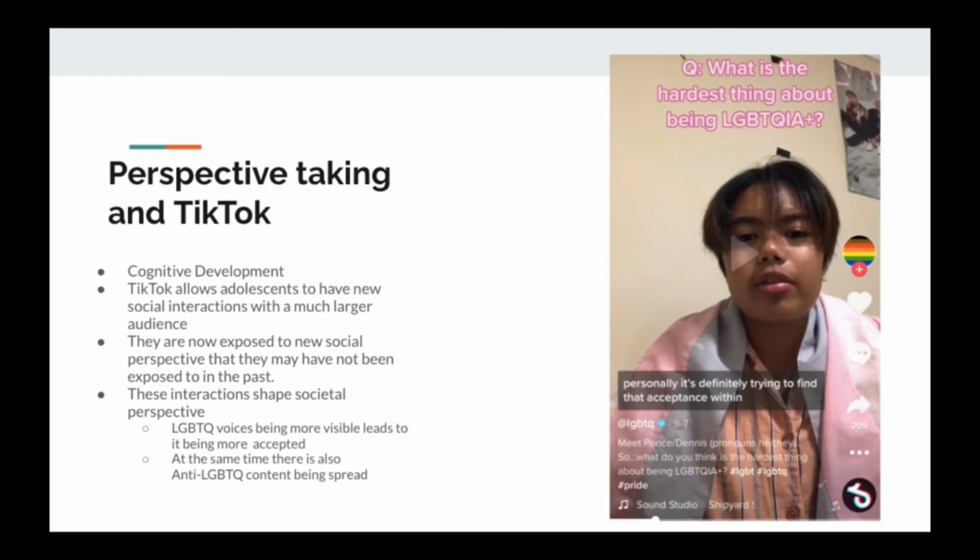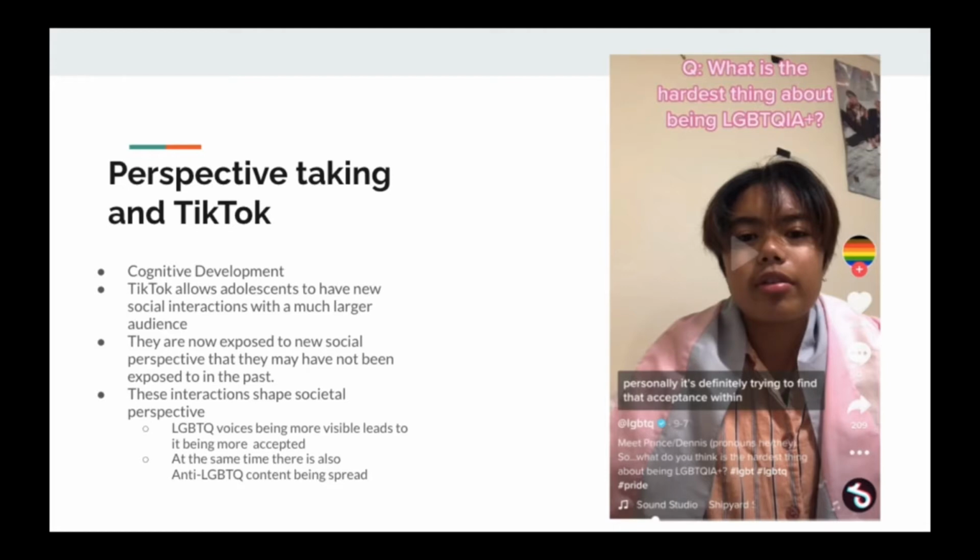So, one of the first things I want to talk about is perspective taking. Perspective taking is a part of adolescents' cognitive development. TikTok allows adolescents to have new social interactions with a much larger audience. It provides them with access to users from all over the world, which also means they're exposed to perspectives from all over the world. They are also now exposed to social perspectives that they may not have been exposed to in the past, which could mean a lot of things.